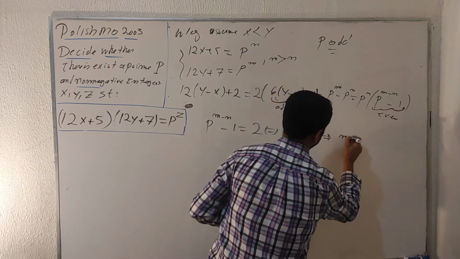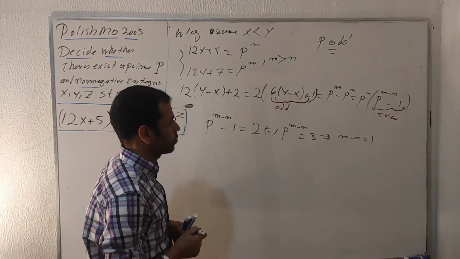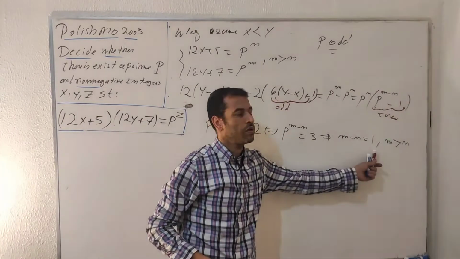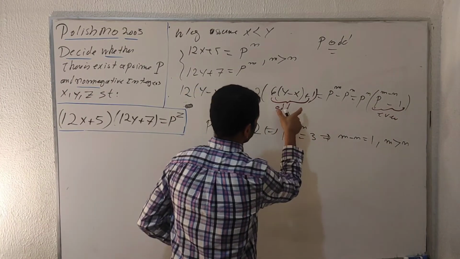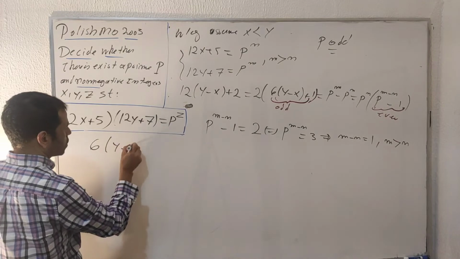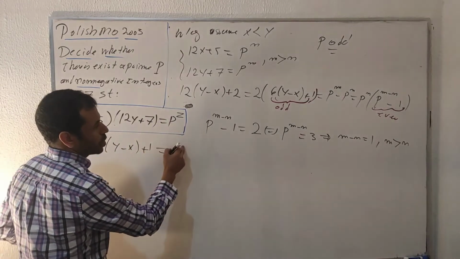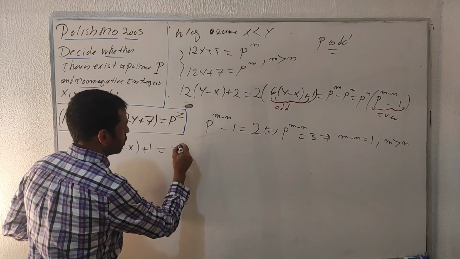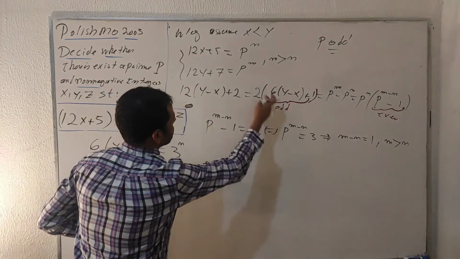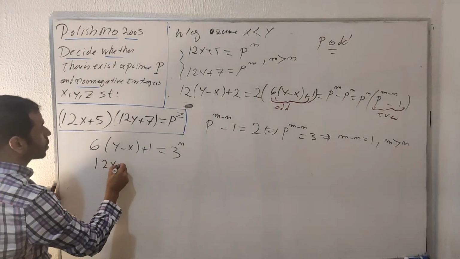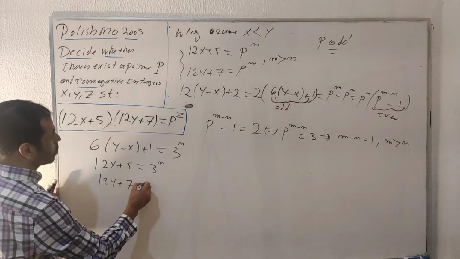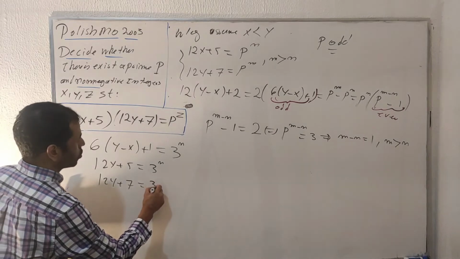This one is saying m minus n equals 1, the exponent. So in this case, m must be bigger than n, because the difference is given as a positive number. And also this one must be equal to p to the n. So I get here 6 multiplied by y minus x plus 1 equals p to the n, which is 3 to the n. And I have another two equations here. Plugging p into this one, I get 12x plus 5 equals 3 to the n, and I get 12y plus 7 equals 3 to the m.